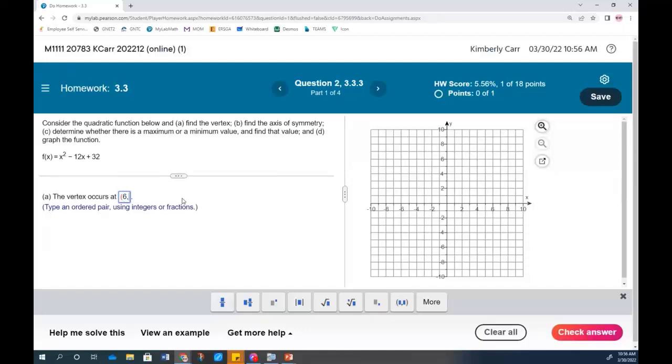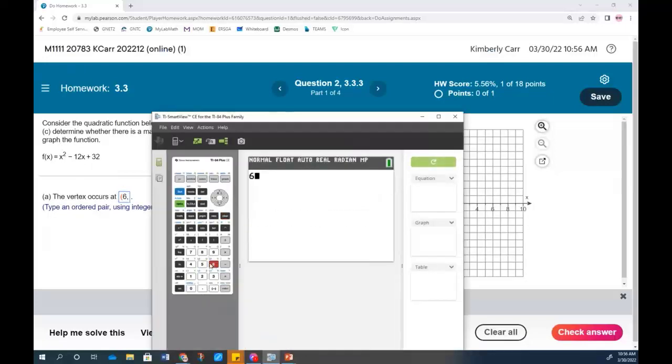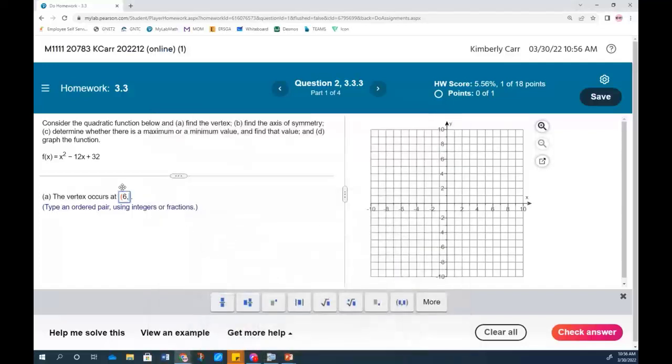But how do I find the second value? I need to take that 6 and plug it back in. What I'm going to do is take 6, store it into X, and then type my equation. X squared minus 12x plus 32. And that gives me negative 4. So when I plugged in a 6, I got a negative 4. Close parentheses.